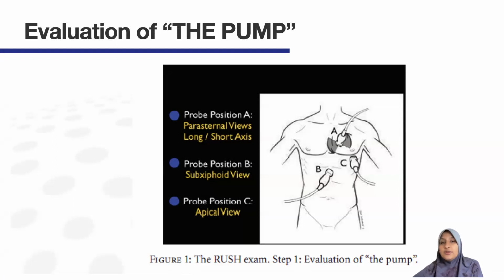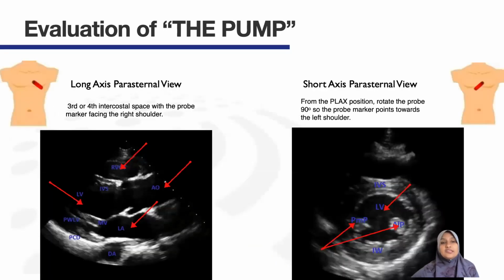Which is the long axis parasternal view, the subxiphoid view, and also the short axis parasternal view, as well as the apical 4-chamber view. So the long axis parasternal view is looking at the heart in a longitudinal cut, and in this view you'll be able to view the left atrium, left ventricle, LVOT, and also the right ventricle.